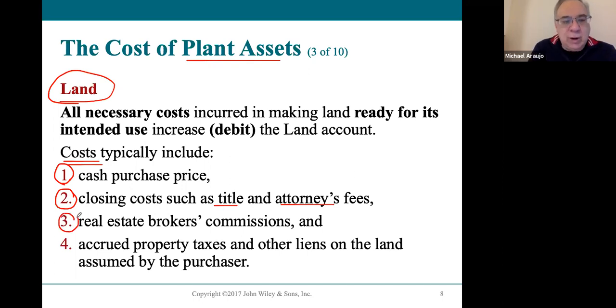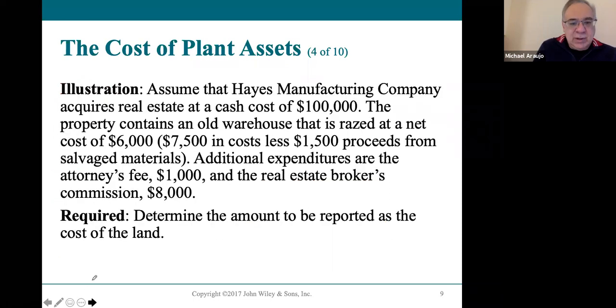Oftentimes when we do buy real property, either the buyer or the seller or both are represented by a broker, and so there are commissions that have to be paid. That's actually part of the cost of buying the land, so we include that. And then the land you purchase might have some back taxes. It might have some old stuff on it that needs to be cleared up. There are a number of different things that might happen in order to get the land ready for use. Okay. And so whatever we have to pay to make that happen is also part of the cost of the land.